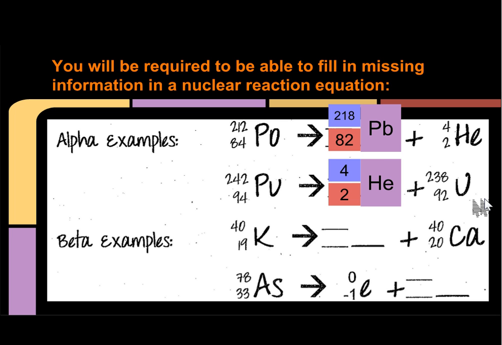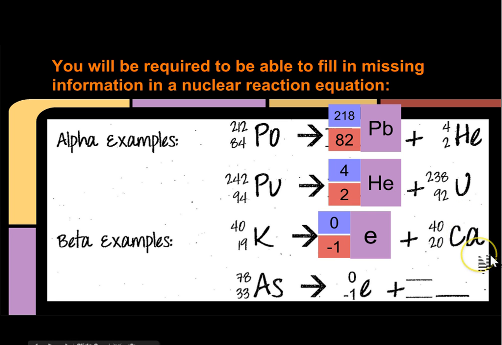Now the beta could seem a little trickier. So for example, down on the bottom, we have a 40 and a 40. So that would be a 0 there. And then we have a 19 and a 20. And you're thinking to yourself, well, how the heck did that happen? Well, that's where our negatives come in, and that's where our electrons come in. Okay, so that's that beta radiation.